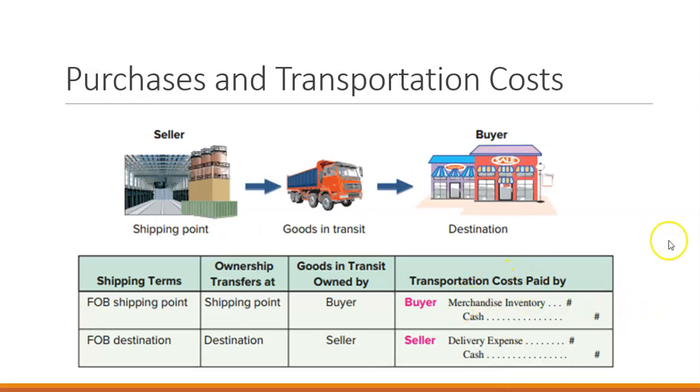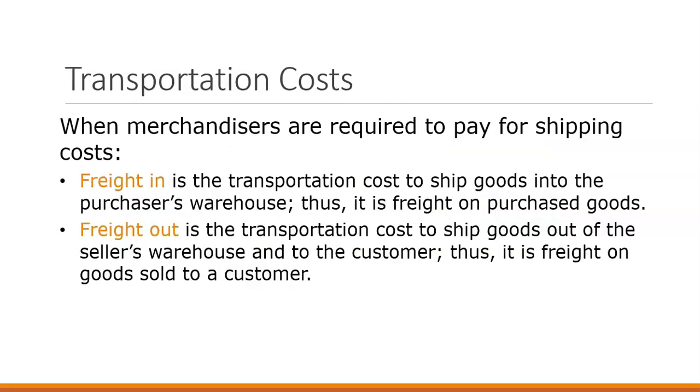So this is an example of how we cover the shipping costs and what the journal entry is for the shipping cost. For FOB shipping point, we take ownership at the shipping point, so the transportation costs are recorded in merchandise inventory. For FOB destination, we don't take ownership until we receive the goods, and then it is recorded as a delivery expense. We will practice this so you can see what that looks like.